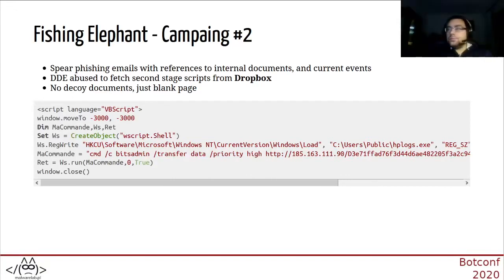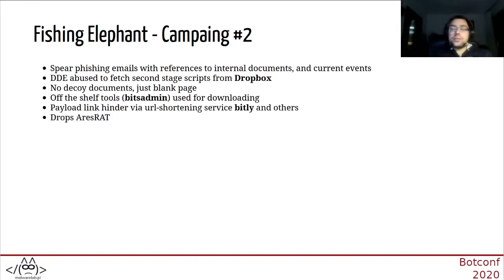There were no decoys in the documents. It was just a blank page, so this was kind of suspicious. And they moved from PowerShell to bitsadmin for downloading, used Bitly again for hiding the final URLs, and dropped aaS-rat as the final payload.